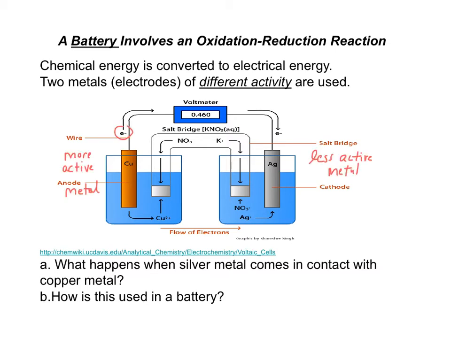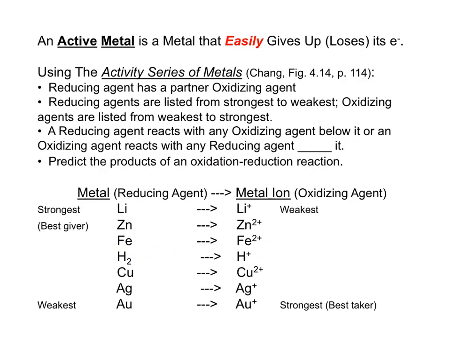You'll learn more about batteries in Chem 1B. An active metal easily gives up electrons. An inactive metal does not easily give up electrons. This table shows that lithium is the most active metal. Gold is the least active. Metals are also reducing agents, so lithium is the strongest reducing agent. Gold is the weakest. Stop the video and read the meaning and how we can use the activity series.